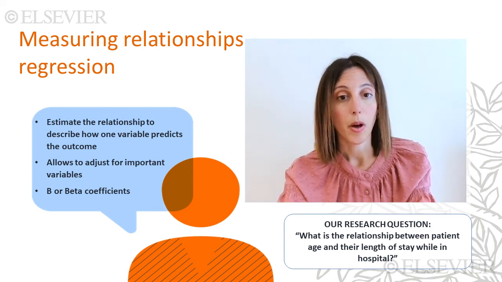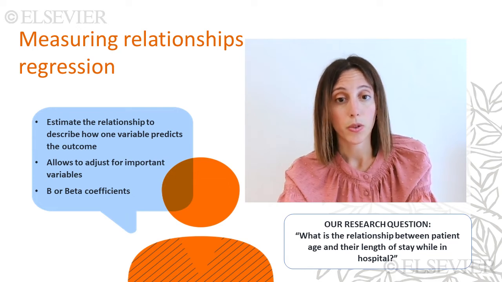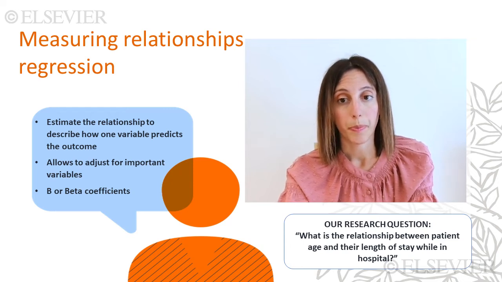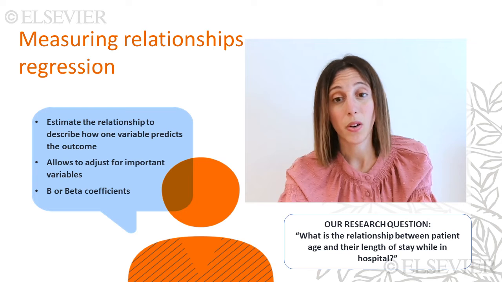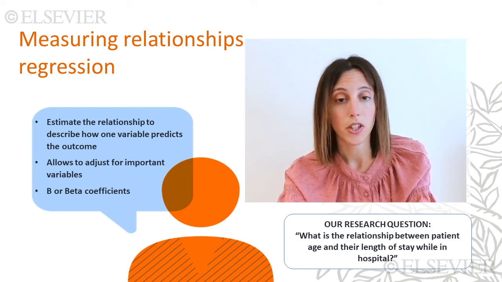For example, what else might have an association with length of stay? You might want to check that authors have added these variables to their model. And how do we interpret that relationship? A paper that reports regression usually will report something called a coefficient. It might be called B or beta coefficient.